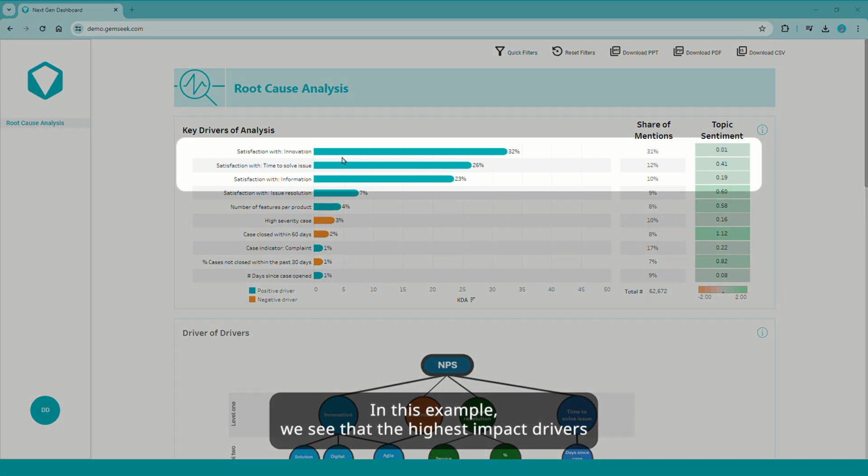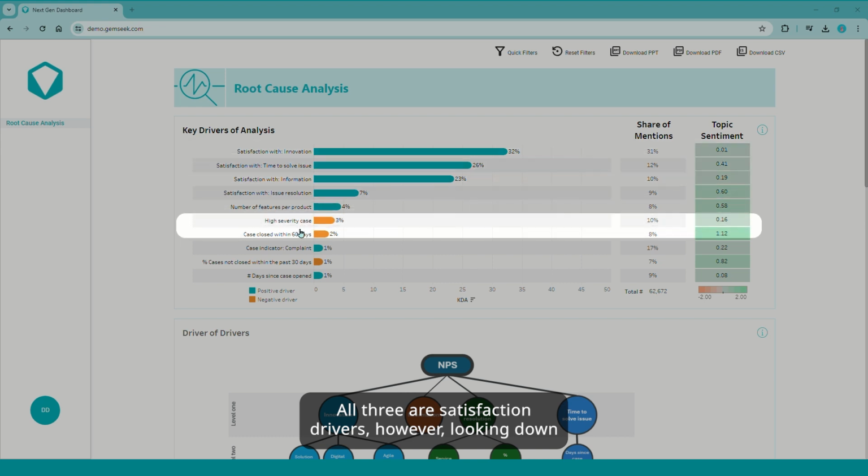In this example, we see that the highest impact drivers are innovation, time to solve issue, and information. All three are satisfaction drivers. However, looking down, we notice operational drivers such as high severity case and case closed within 60 days. These have negative impact on NPS.